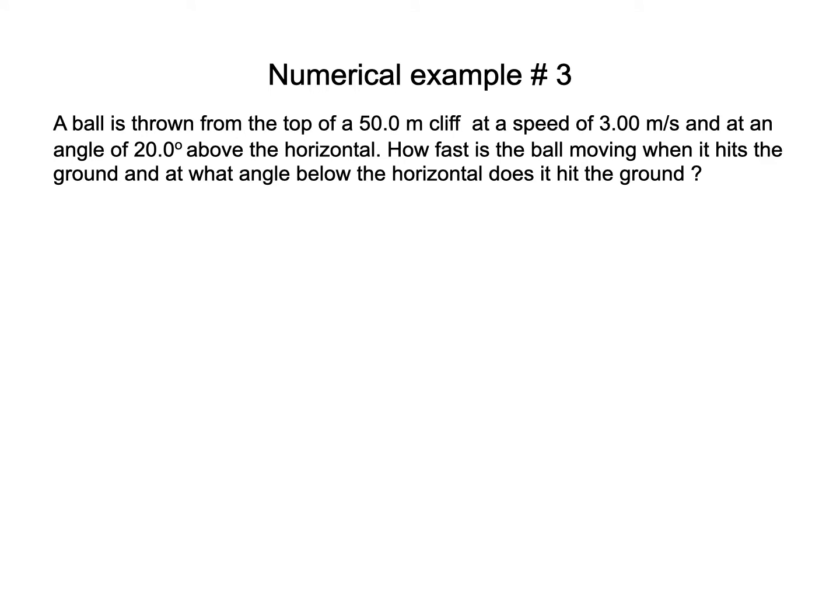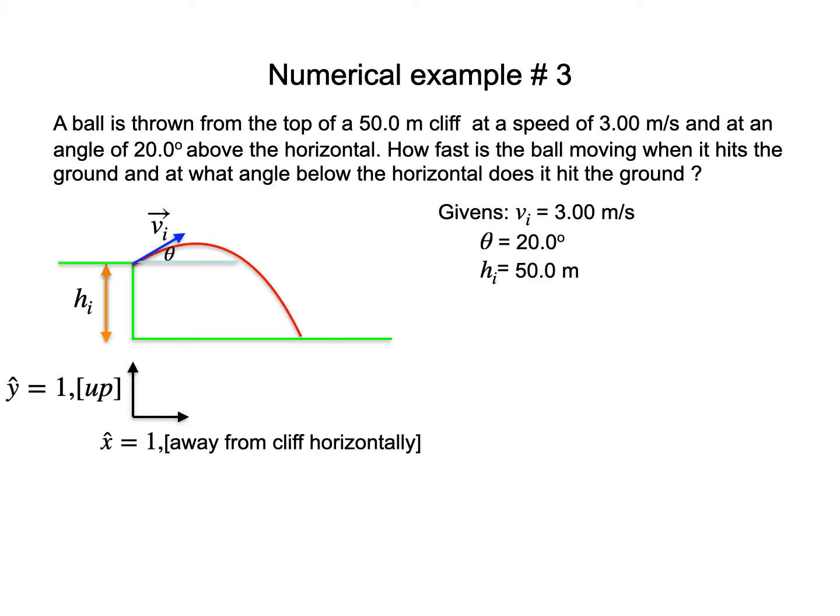This third numerical example uses the same setup as example number 2, but the question is about finding numerical information about the final velocity, that is the velocity when the ball hits the ground. So let us copy again the drawing and the list of givens from example number 2. We will add the final velocity to our drawing and define alpha as the variable name for the angle at which the ball hits the ground at the end of the time interval.